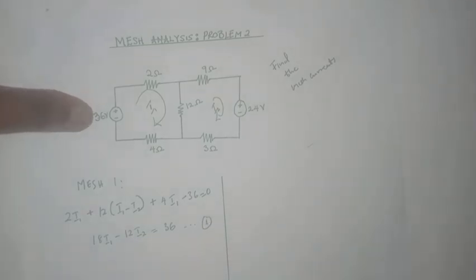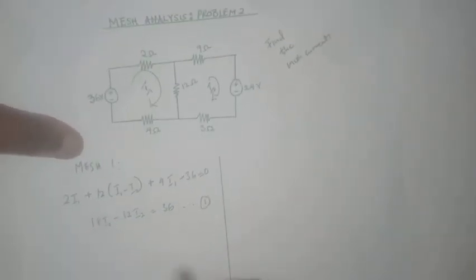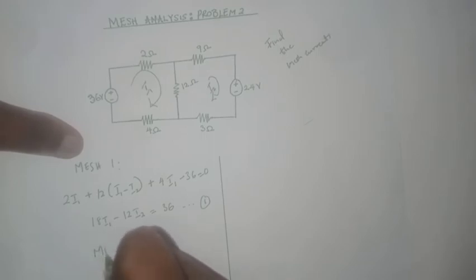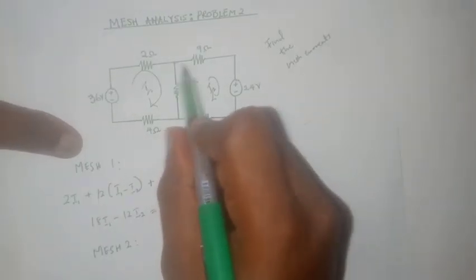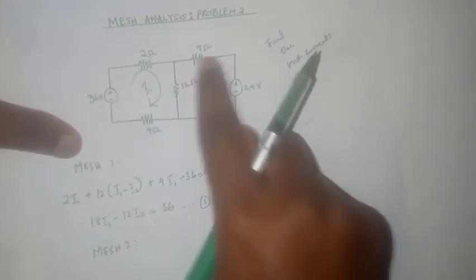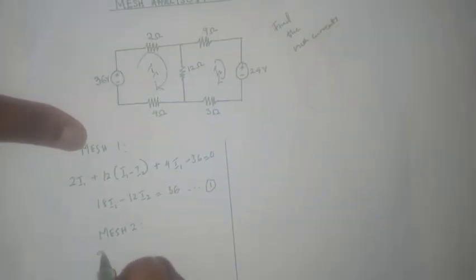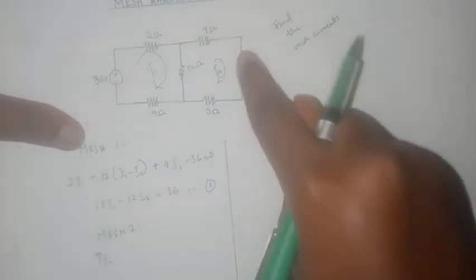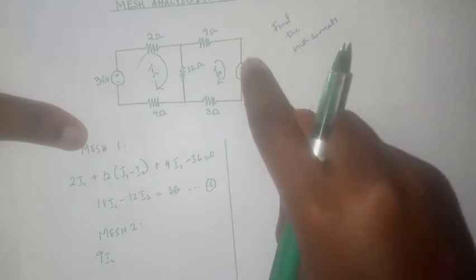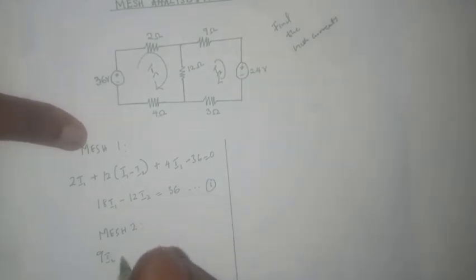We can then proceed to mesh 2. So mesh 2, we write the KVL equation in mesh 2. So we start from here and we have 9 I2. Then we hit the positive terminal of our power source, so plus 24.